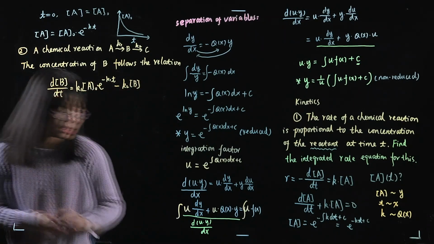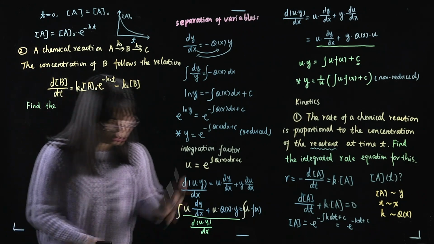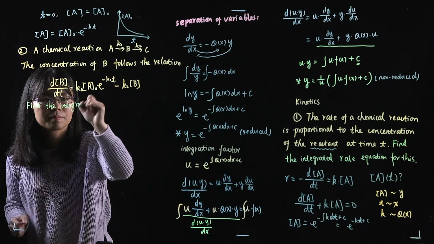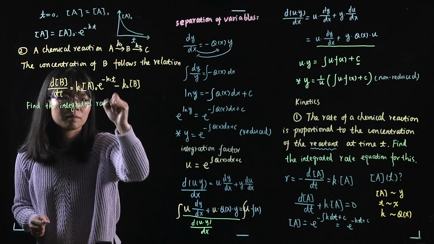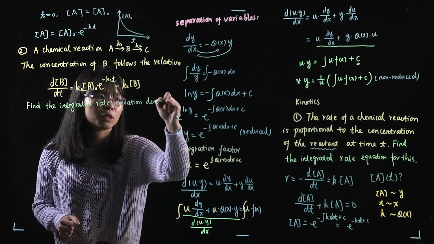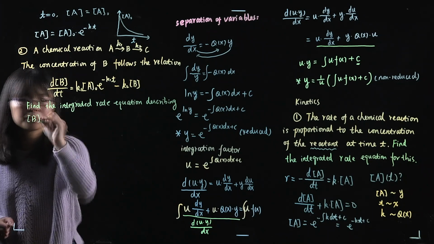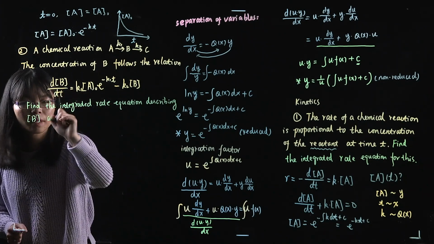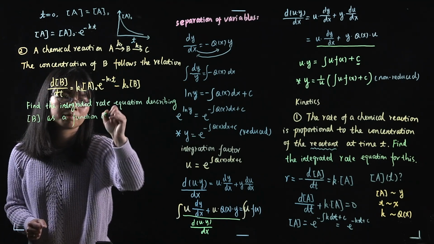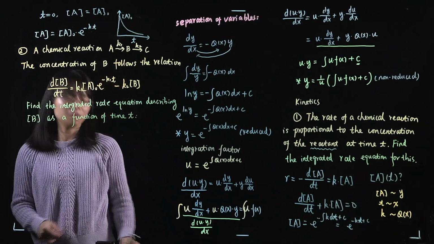Something we try to find out is the concentration integrated rate equation, describing the concentration of B as a function of time. Okay, this is our target.